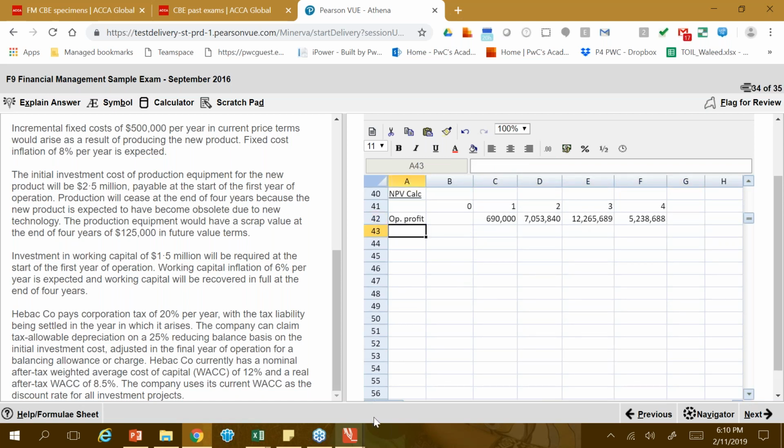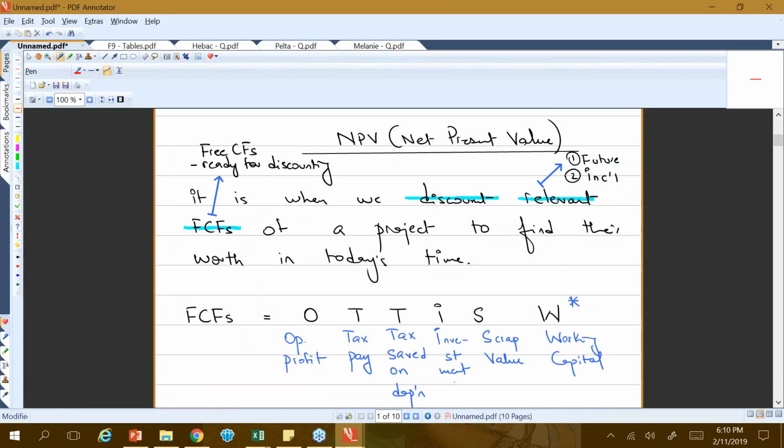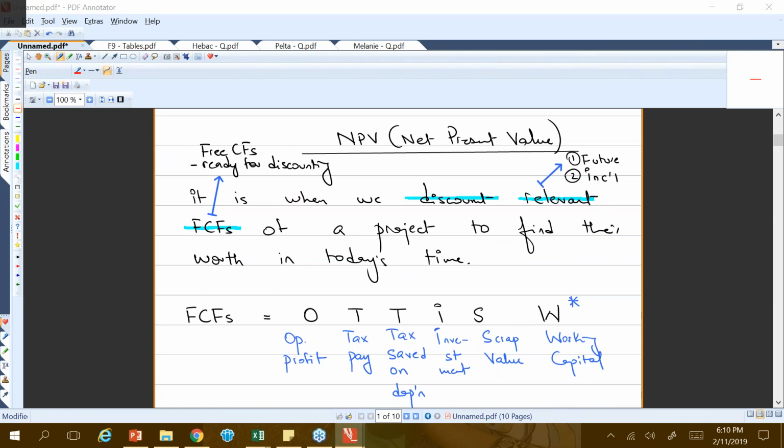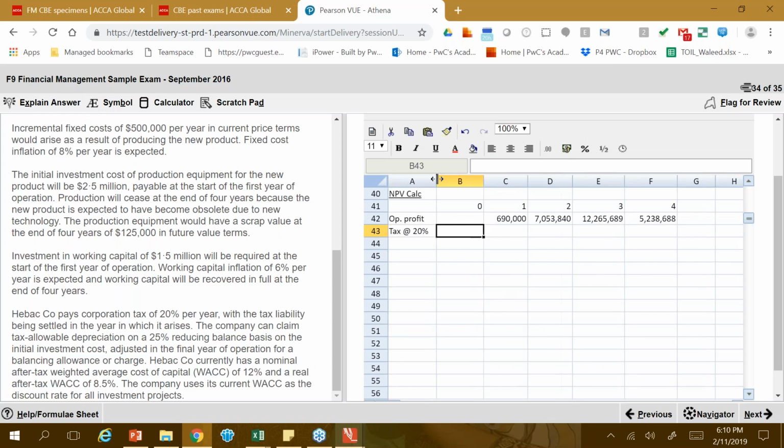The next thing on the memory aid is the tax paid. Now the tax rate in this question was 20%. So the tax at 20% in the same years. So equals minus, because it is a tax to be paid, C42 into 20%. C42 is the operating profit of year one, and then into 20%. Once you do this, you've got your tax for the first year.